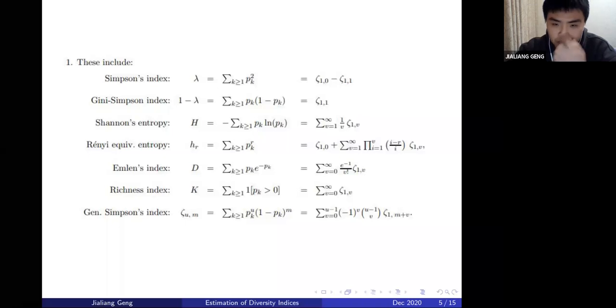Here are some examples of the linear diversity index, like the Simpson index, which is very straightforward because it can be directly rewritten as a linear combination of the entropic basis we have defined in the previous slide. But for some entropy or index, like Shannon's entropy, we need to do something like a Taylor expansion and rewrite it in the form we want. Next slide, please.